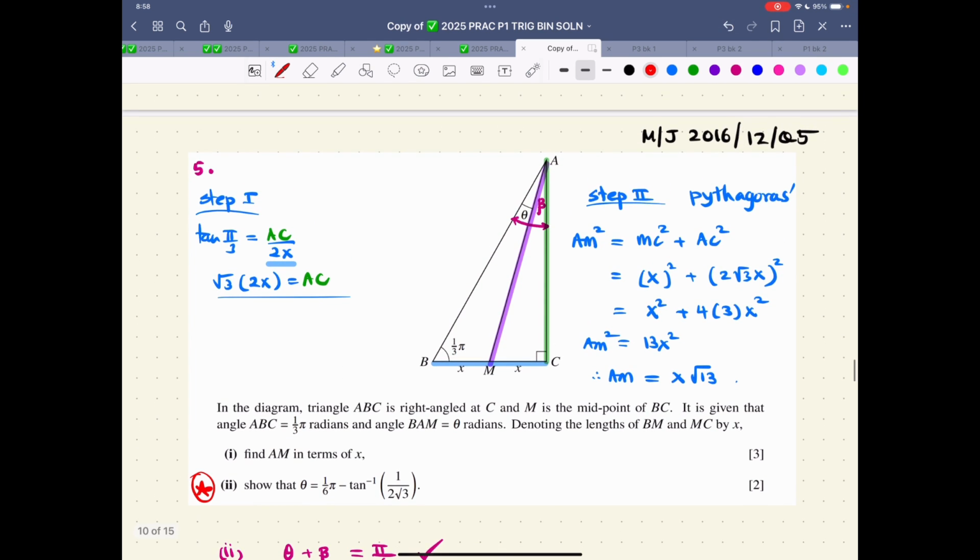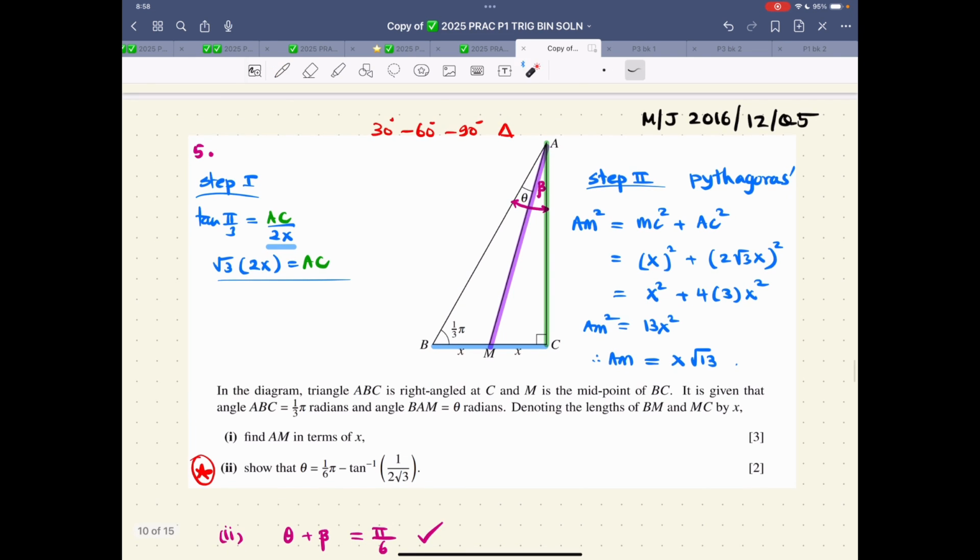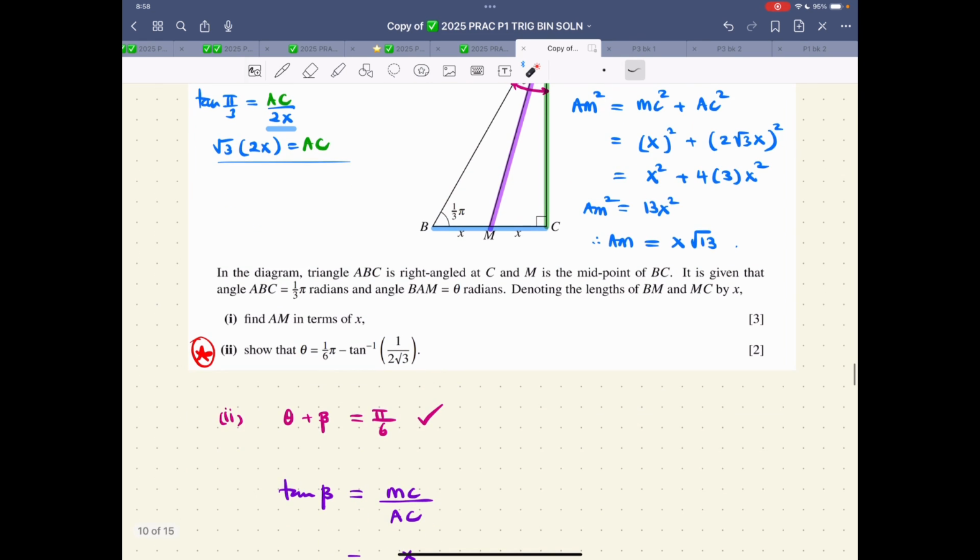Now what I have done is that I'm using that concept of the 30, 60, 90 degree triangle. If I focus on this one, the whole thing is 30 degrees or pi by 6. So theta plus beta is pi by 6. That is the first statement.